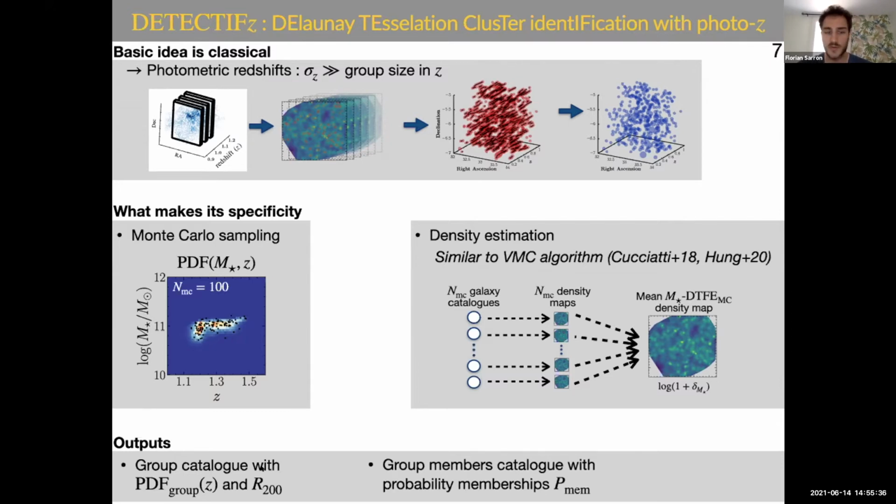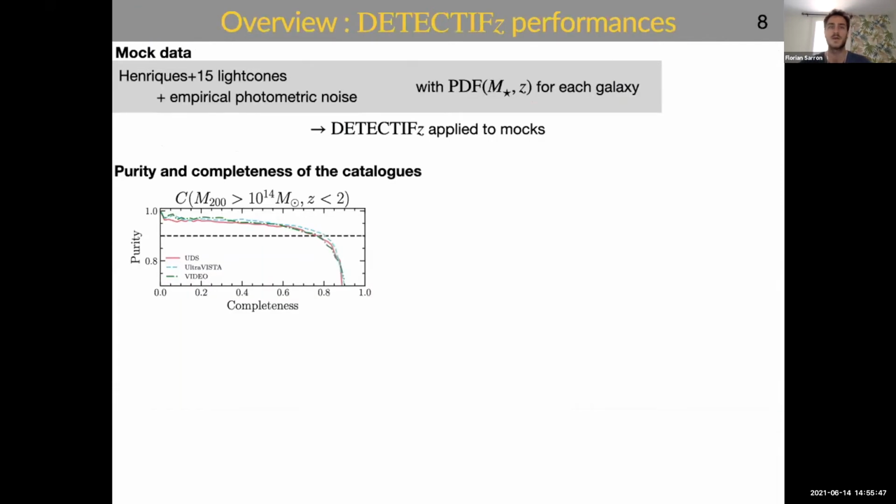DETECTIVZ outputs a group catalog with a PDF of redshift for the group, an estimate of radius, and for each group, a member catalog with membership probabilities. So now let's look at DETECTIVZ performances. To do this, we built mock data starting from Enriquez et al. 2015 light cones. We added photometric noise empirically to the redshift, stellar mass, and magnitudes, and assigned to each mock galaxy a PDF of M-star and redshift so that we can apply DETECTIVZ to the mocks.